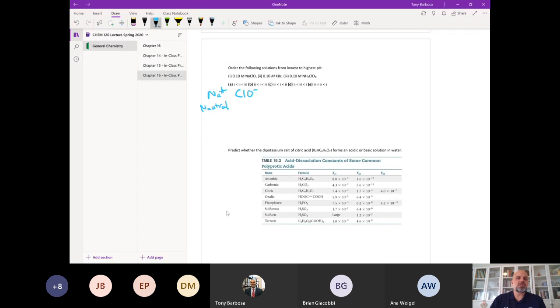You're going to be neutral here because it's a group 1 metal. So group 1 metals are going to be neutral. All right. The ClO minus, the hypochlorite ion, is that going to be acidic, basic, or neutral? A, B, N. What do you think?